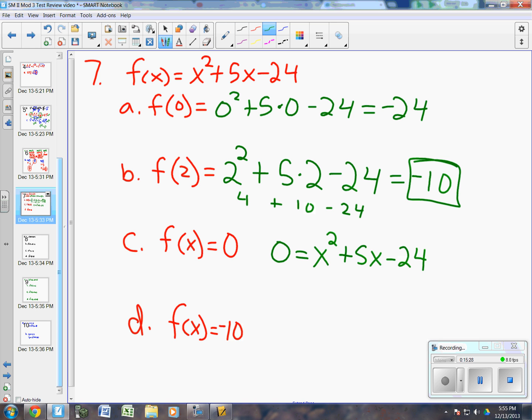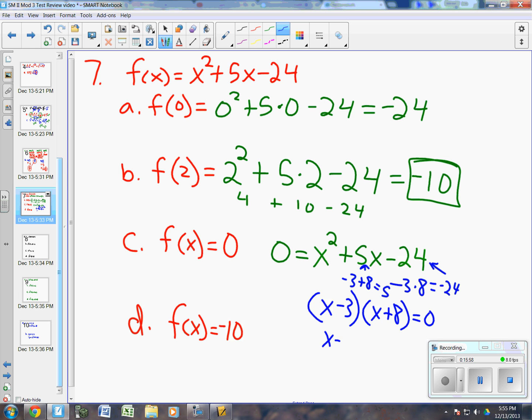Negative 3 times 8, I can see right here that negative 3 times 8 equals a negative 24, and at the same time, negative 3 plus 8 equals a positive 5, which is this middle term. So it factors. You're welcome to use the quadratic formula if you want. So I know that this factors to be x minus 3 and x plus 8 equals 0.